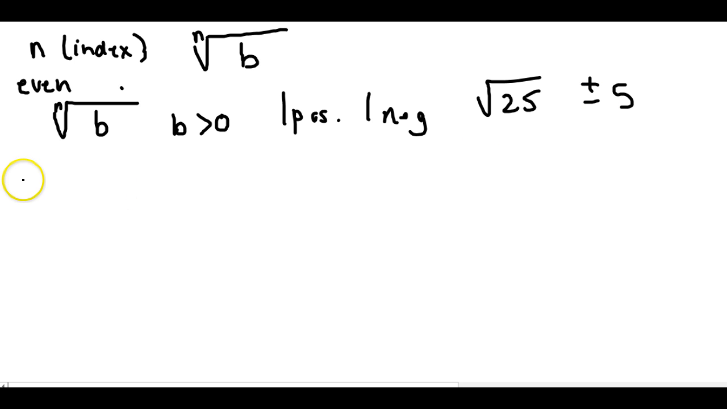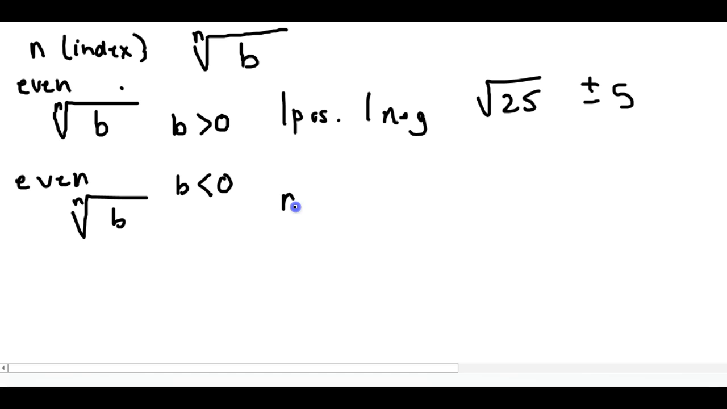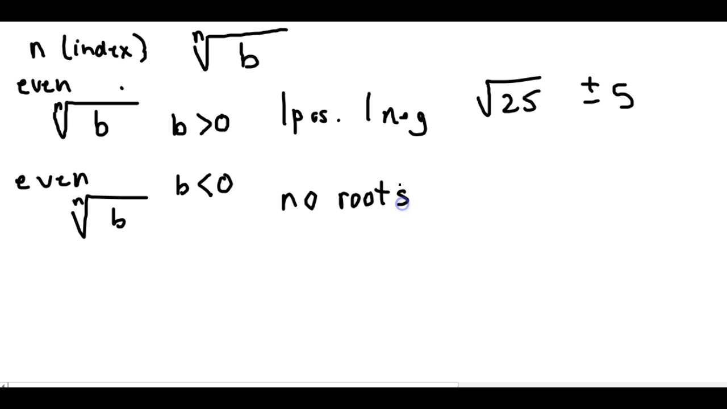Now, if we have an even index number where b is less than 0, there are no roots. There are no answers possible if we have a negative number under the radical sign with an even index. So there's no roots. Let me give you an example. That'd be like the square root of negative 16. You can't get that, right?